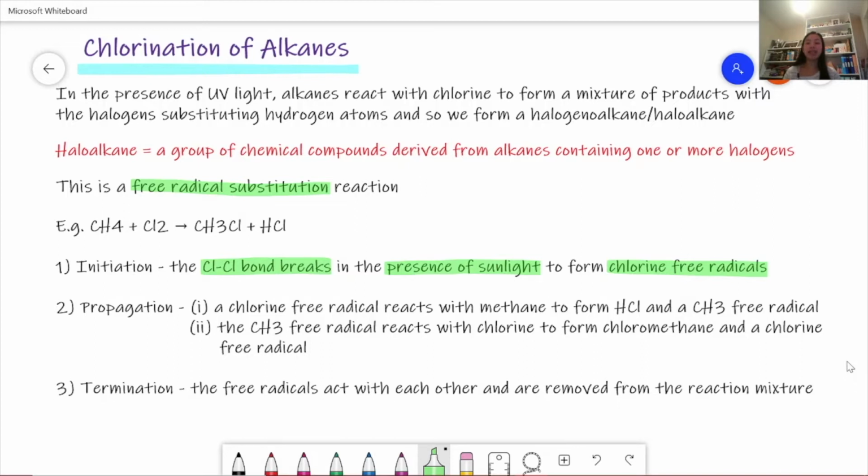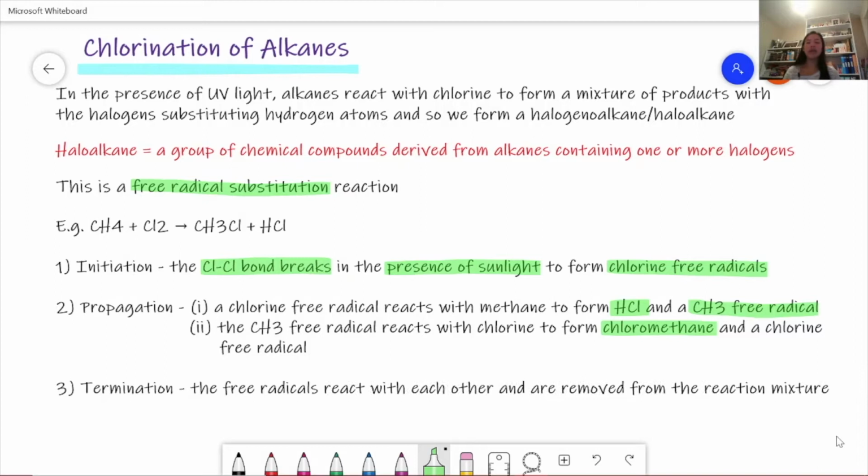And now on to the second step, we have propagation. And propagation has 2 steps. So the first step is that the chlorine free radical reacts with methane, and this forms hydrochloric acid and also a CH3 free radical. And this CH3 free radical then reacts with more chlorine to form chloromethane and also a chlorine free radical. And so because we form a chlorine free radical, this is the chain part of this chain reaction.